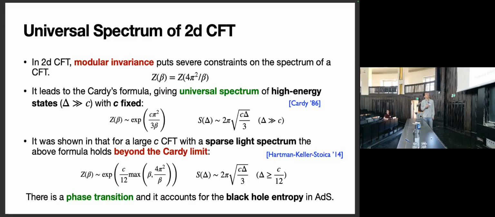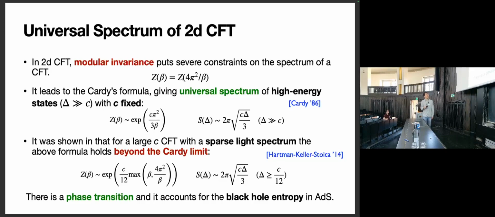One thing to notice here is that this formula is valid for arbitrary c. It is actually valid for small c, but only when your energy is very high compared to the central charge. Now, in holography, we would like to take the large central charge limit. So what we really wish to consider is a large central charge CFT.